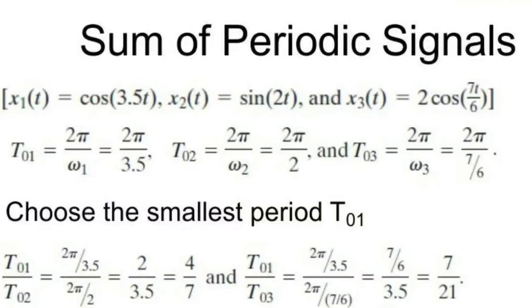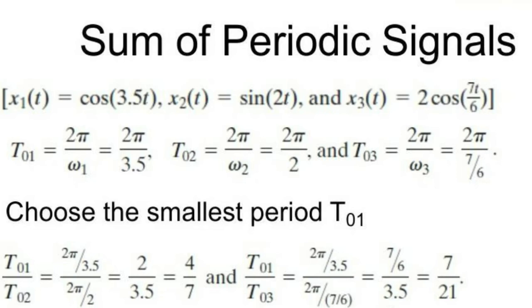നമുക്ക് അടുത്തത് സം ഓഫ് 3 പീരിയോഡിക് സിഗ്നൽ. നമുക്ക് x1(t) is equal to cos 3.5t, x2(t) is equal to sin 2t, and x3(t) is equal to 2 cos 7t/6. Now we want to check whether the signal x(t), that is obtained by the sum of x1(t), x2(t) and x3(t), is periodic or not.